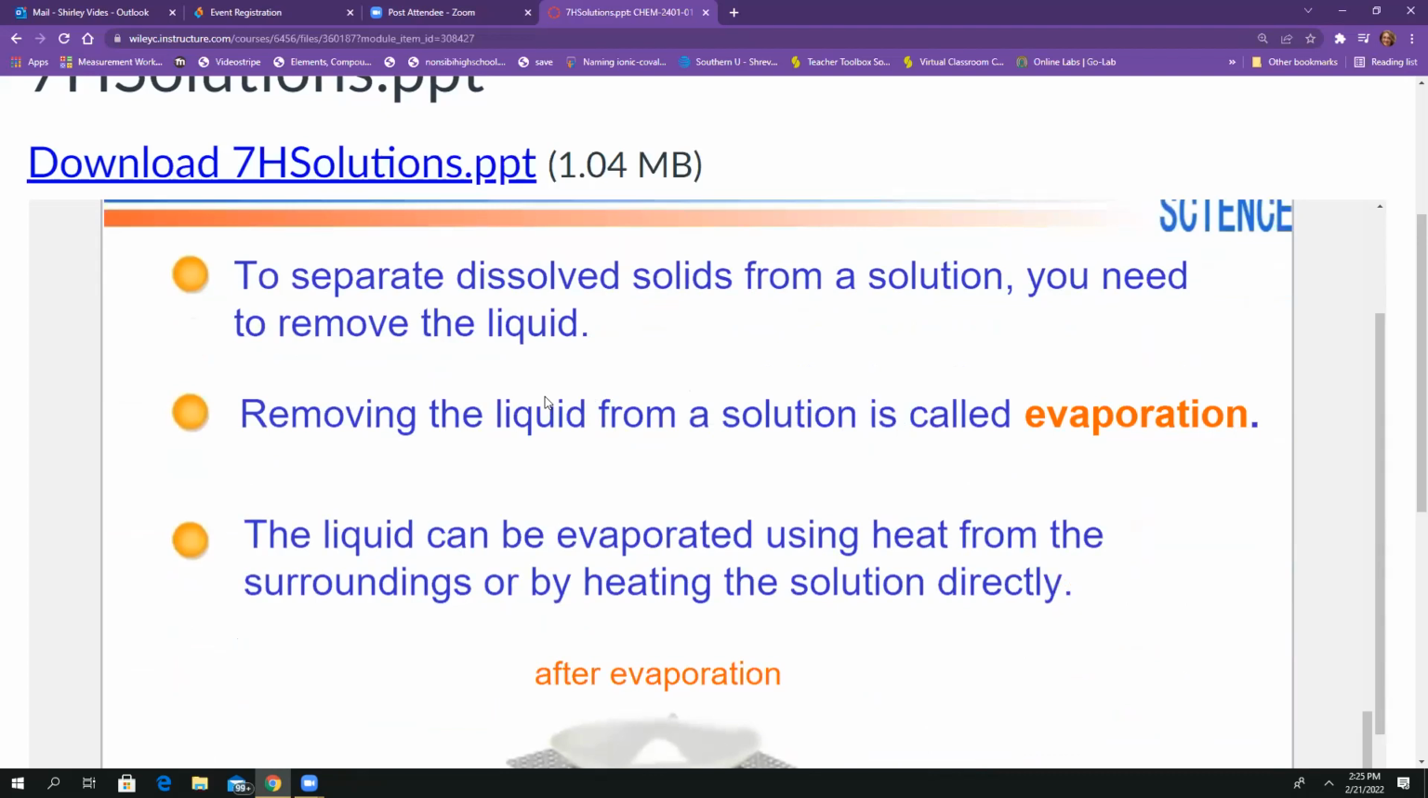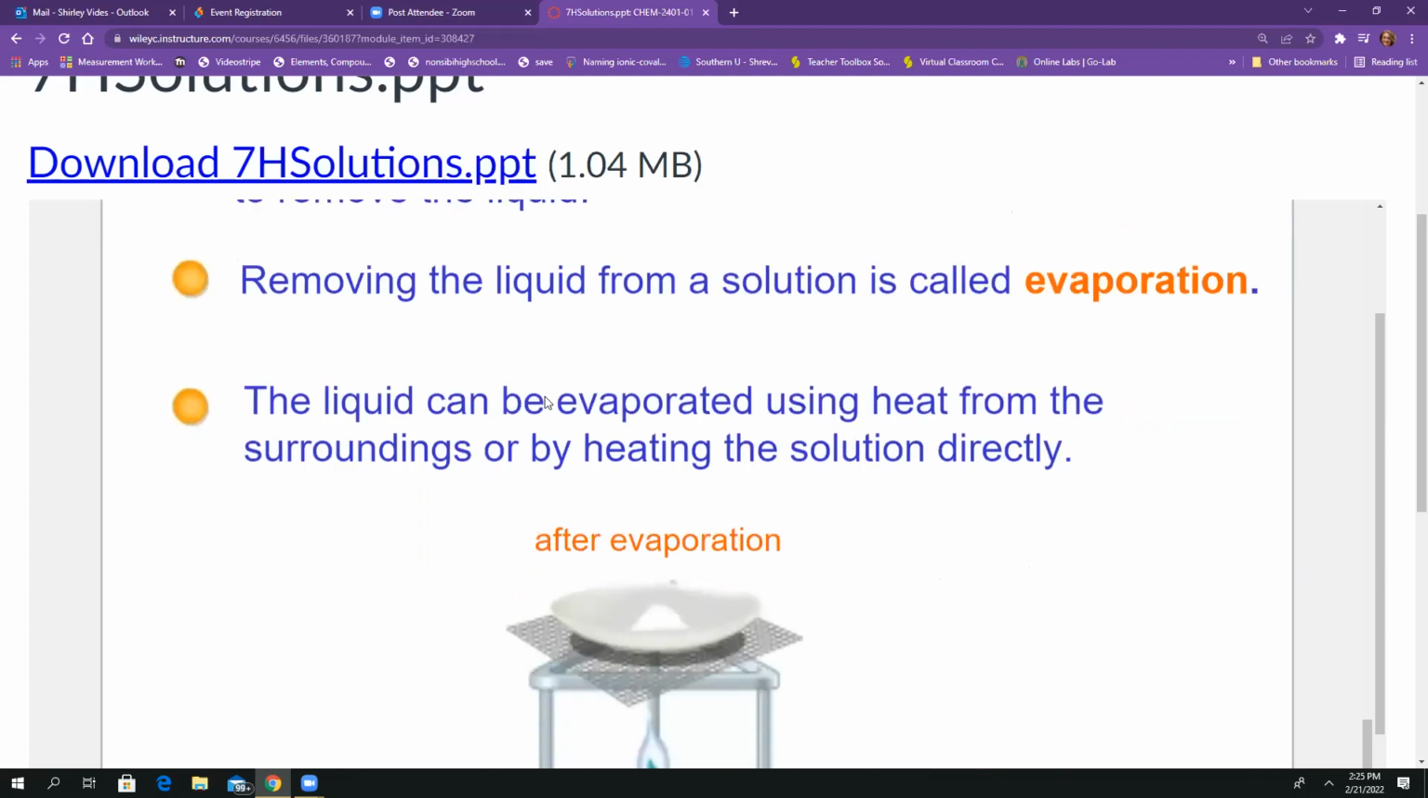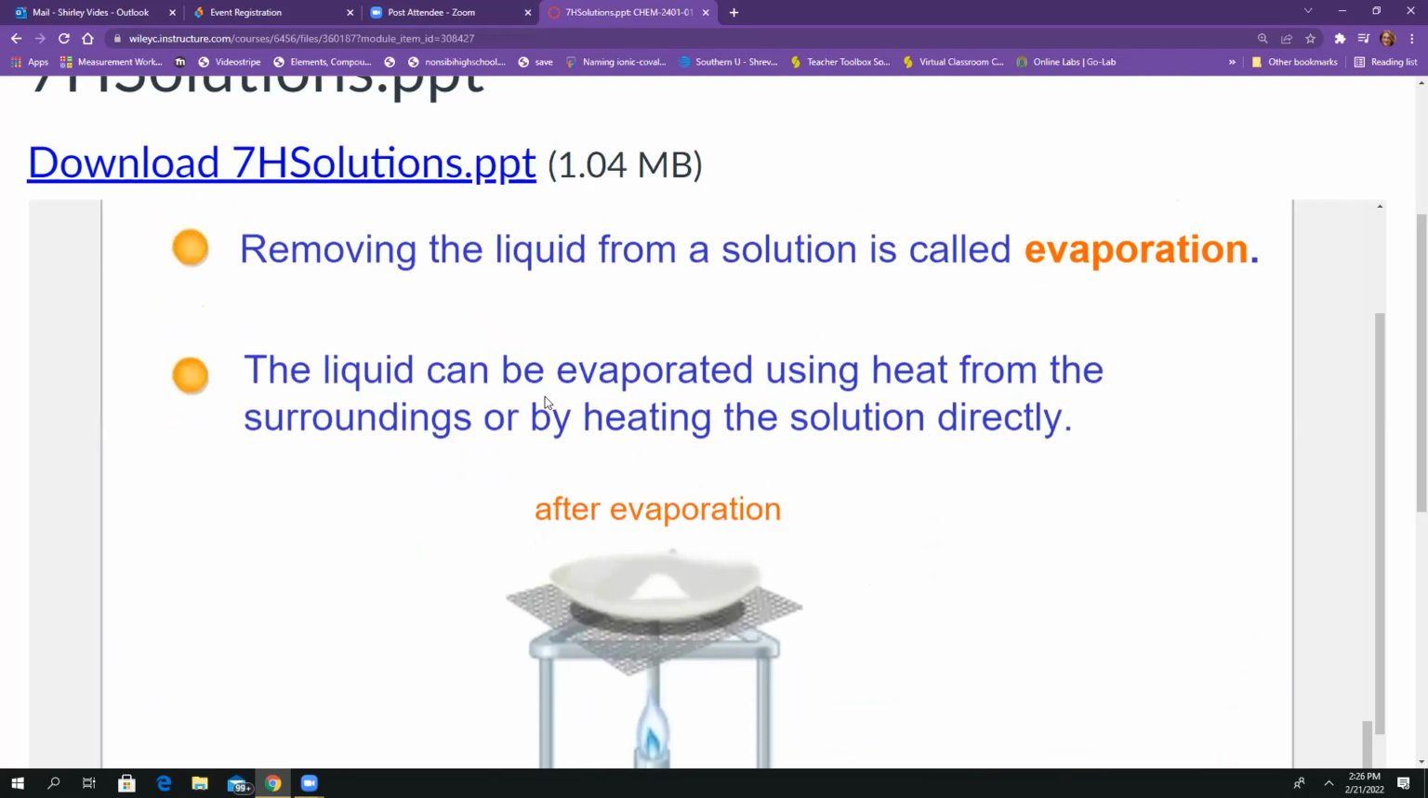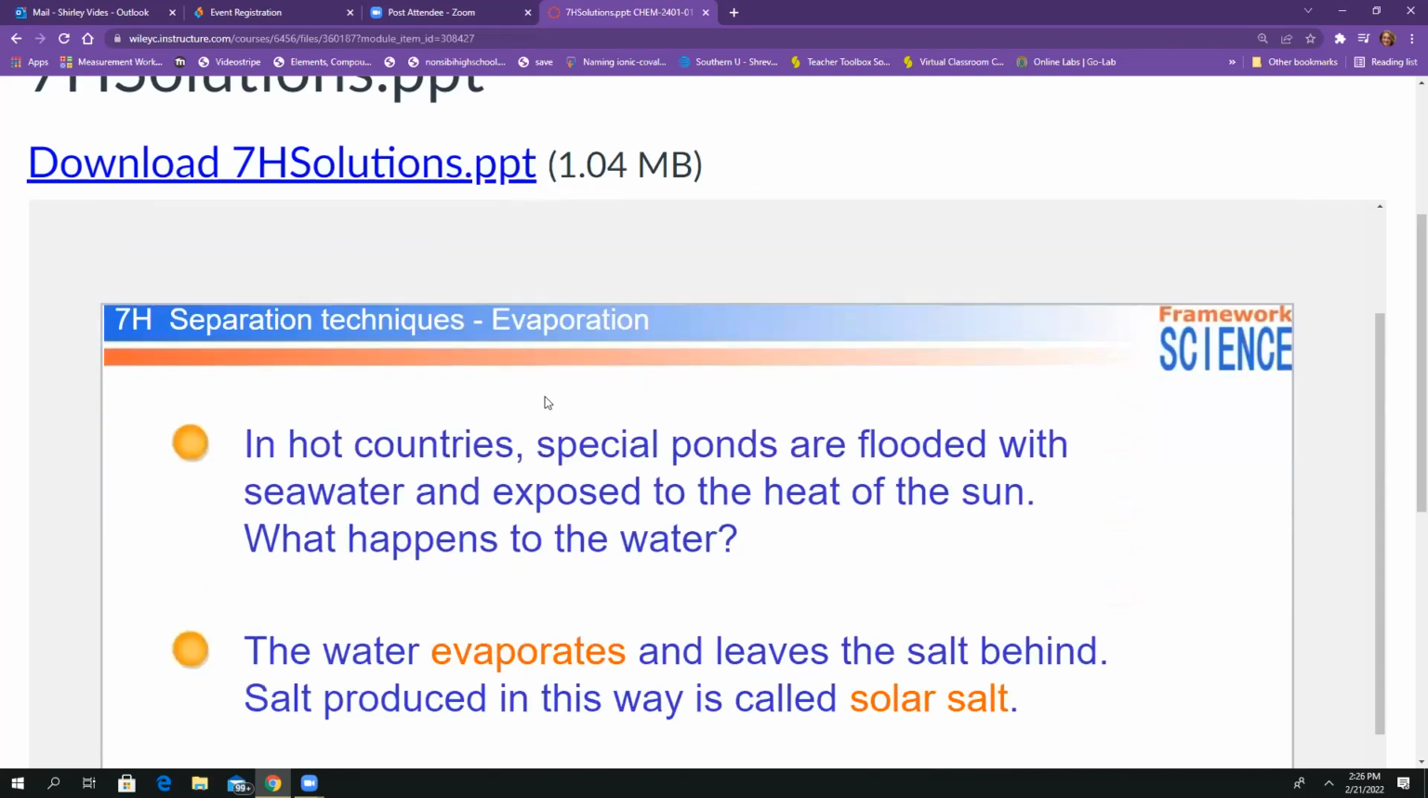Okay, so this is the next one. If you have a dissolved solid, then you need to remove the liquid. To remove the liquid, you have two choices. You can evaporate it. The evaporation is done due to the different boiling points of the two substances. So as you evaporate one, the other one will remain. And that is if you want to separate a soluble solid, but keep the solute, right? If you want to keep the solvent, then you have another.